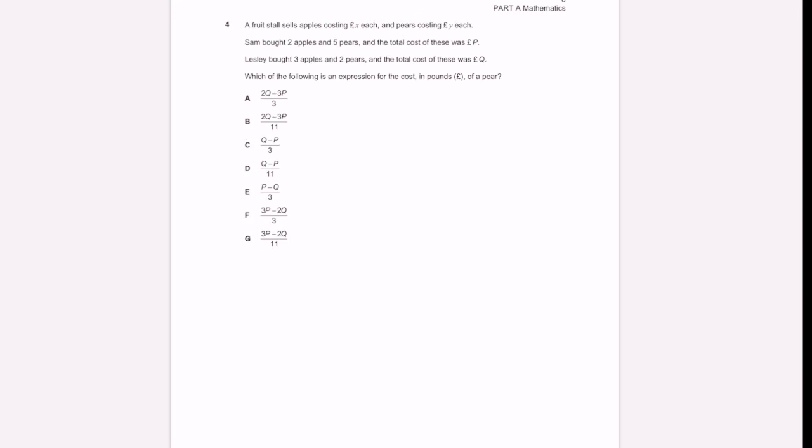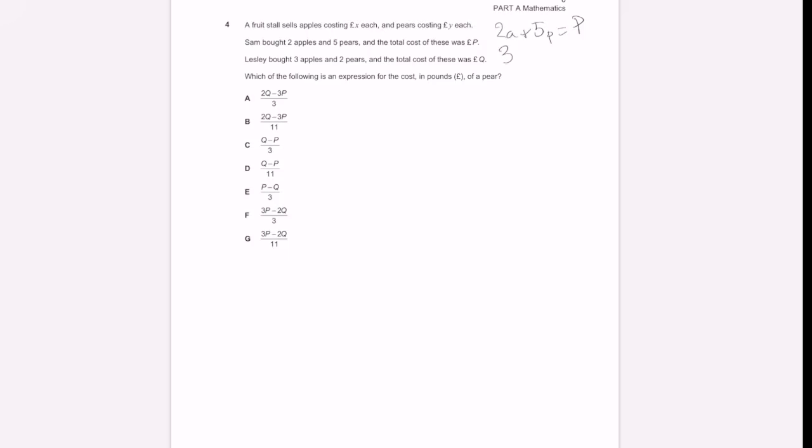Question 4. A fruit stall sells apples costing x pounds each and pears costing y pounds each. Sam bought 2 apples and 5 pears, and the total cost of these was P pounds. So 2 apples, I'm going to say 2x plus 5y is going to be equal to the total cost. Okay, Leslie bought 3 apples and 2 pears, and the total cost of these was Q.